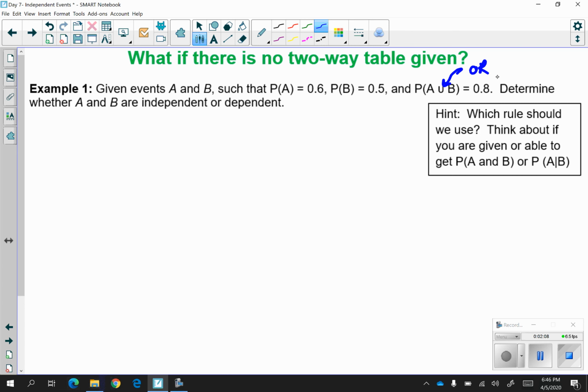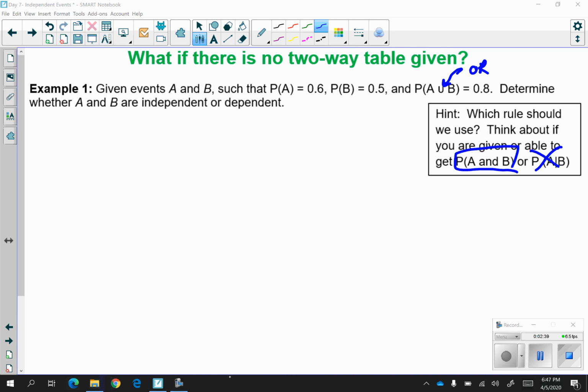Now, because they don't actually give us conditional probability here, I would just cross it out. Technically, you can do the problem with the conditional rule. It's just an extra amount of steps. Let's do it with this, because if you remember, they gave us OR probability instead of AND probability. So please be careful about that. You have to know the difference between the AND and OR symbols.